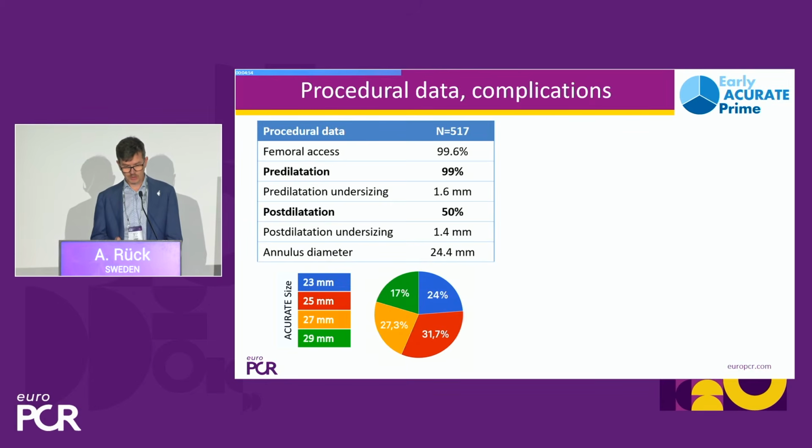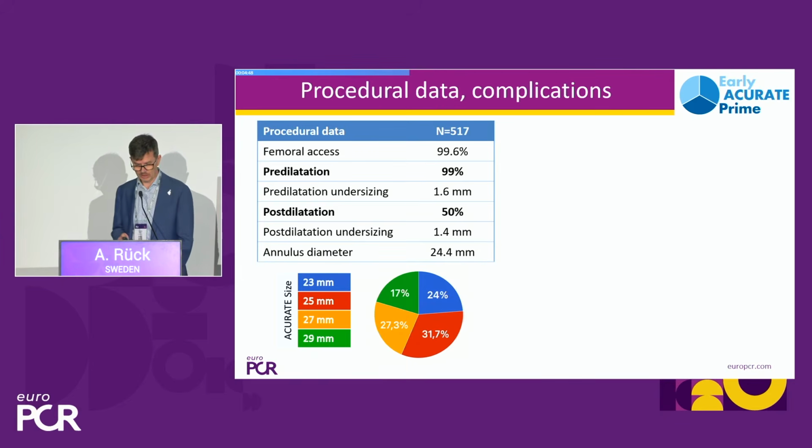Here you see the procedural data, 517 of these procedures in the registry, almost 100% femoral access, and as you've heard, predilatation is more or less mandated in this patient, so 99% were predilated. Post-dilatation, 50% in this cohort.